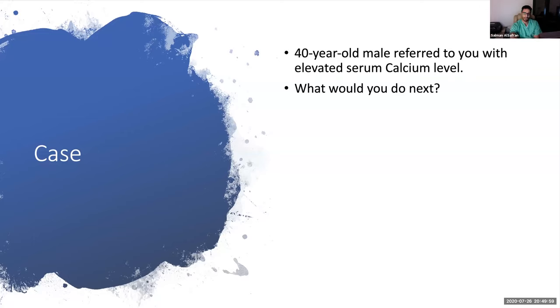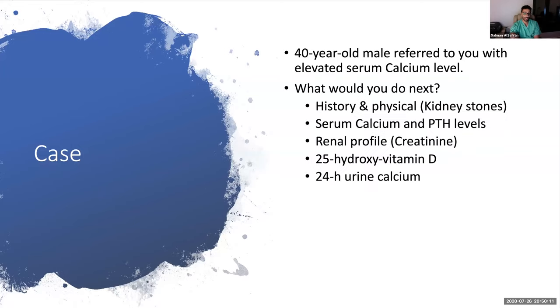You have a 40 year old male who was referred to you with elevated calcium level. What would you do next? Okay, calcium and PTH. Well, you take a history to try to identify an indication for surgery, and the patient has a kidney stone. You want to send a repeated serum calcium and a PTH, renal profile, vitamin D and 24-hour urine calcium. Once you confirm your diagnosis, we know primary hyperparathyroidism is a biochemical diagnosis, okay? So once you confirm your diagnosis, what's next?